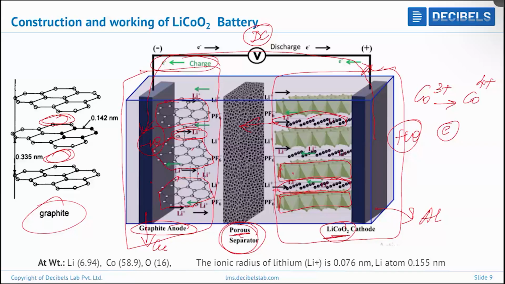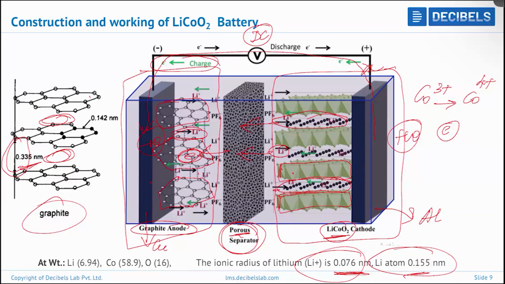Since the negative charge increases, the lithium ions start moving towards graphite. There the lithium ion combines with that electron and forms metallic lithium, and it exists between the layers of the graphite. Both the lithium ion and the lithium atom are smaller than the distance between the two layers. The distance between the two layers of graphite is about 0.335 nanometer, and the lithium ion is about 0.076 nanometer, and the lithium atom is 0.155 nanometer. Very small, so they can be easily filled in with graphite.